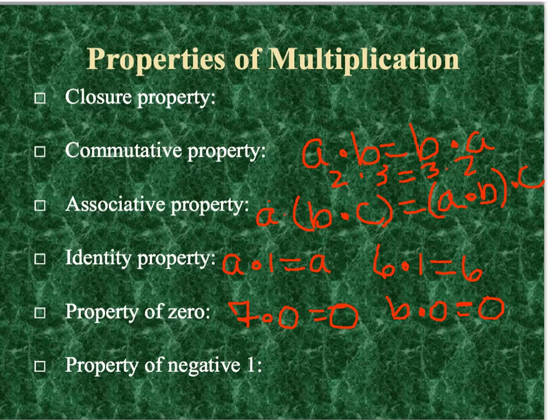And then the last one is a property of -1, which tells us that if I multiply any number by -1, I get its opposite. That gives me -A. So if I multiply 3 times -1, I get -3. If I multiply -2 times -1, I get the opposite of -2, and the opposite of -2 is +2. And look, that brings us back to two negatives make a positive.